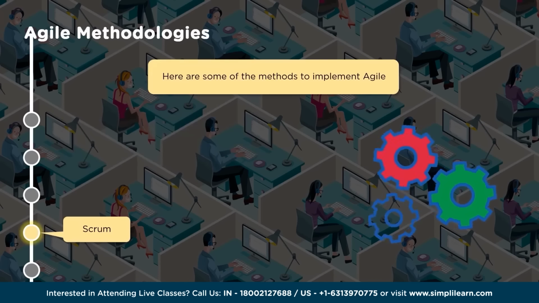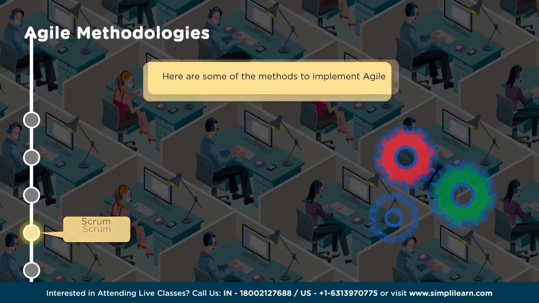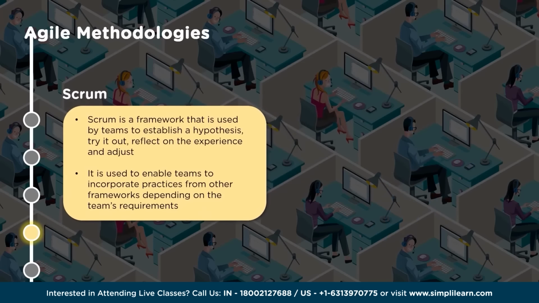Next, one of the popular methodologies is Scrum. Scrum is a framework used by teams to establish a hypothesis, try it out, reflect on the experience, and adjust. It enables teams to incorporate practices from other frameworks depending on the team's requirement. It's a simple framework which speaks about a product owner, a scrum master, and a self-organizing team. Some of the terminologies it uses are sprint, daily scrum, product backlog, and sprint backlog. It's very essential to understand this framework. It is simple and easy to adopt.